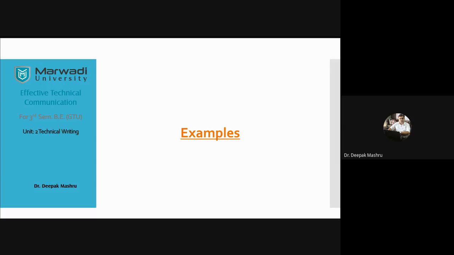Parth, can you see this PDF file? I have redirected from the PPT. Yes, sir. Okay, so this is from my book. The entire book I am going to share with you. This is one sample, 7 pages I have extracted from the book, for your reference. Now, report writing in a letter format.